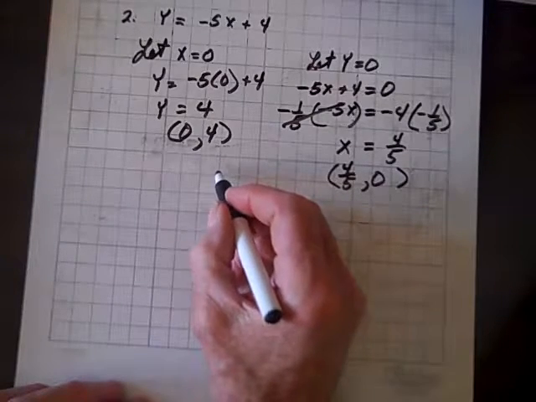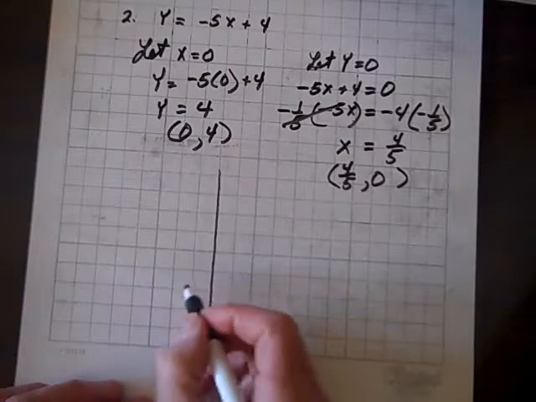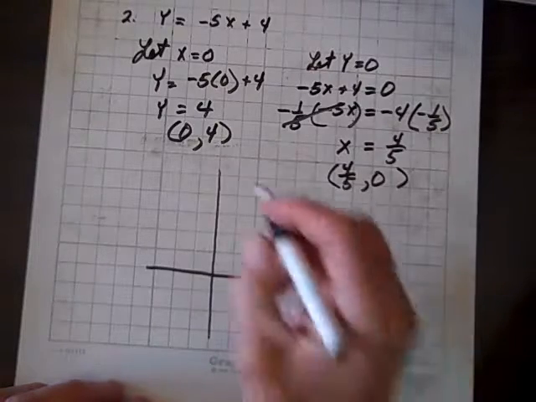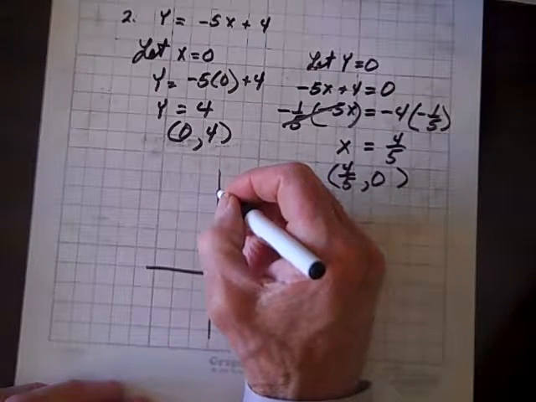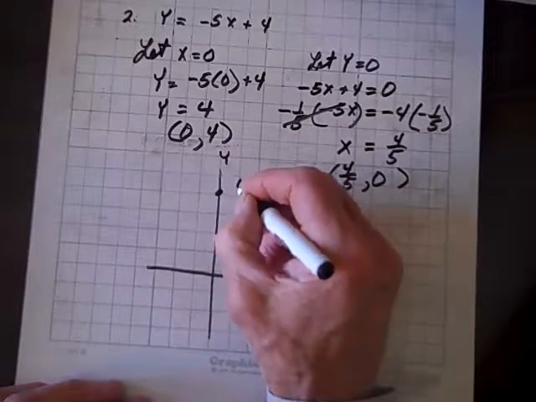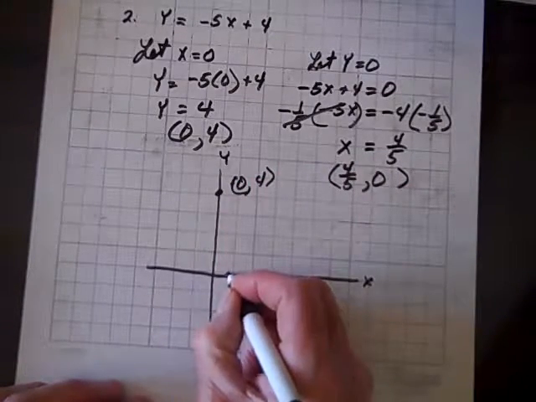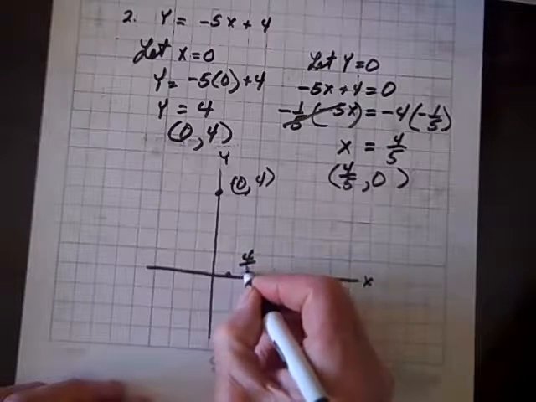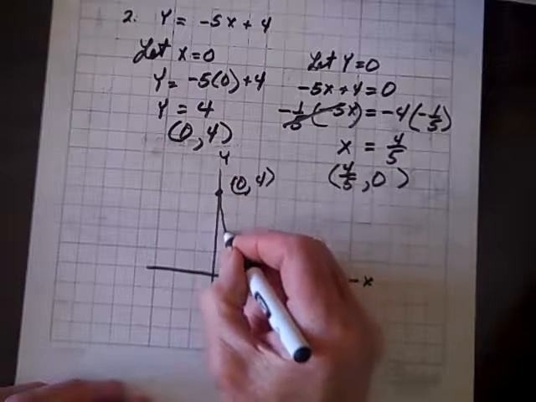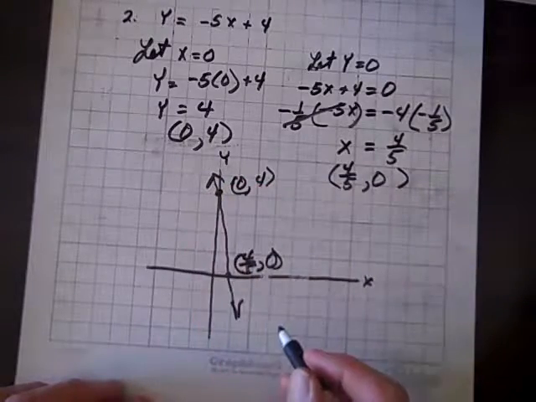So let's graph this. And here we are at (0, 4), and we'll go over 4/5. So there's (4/5, 0). And we'll draw a line through these 2 points. And we have it.